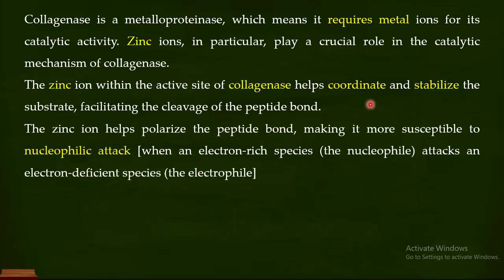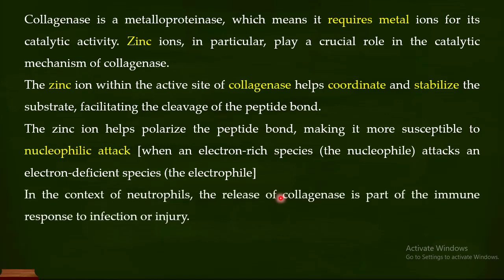Now the zinc ion helps polarize the peptide bond, making it more susceptible to a nucleophilic attack, because you are interested in the breakdown of the collagen, the peptide bond between the glycine and the phenylalanine, for example. So the zinc ion is going to polarize this peptide bond, making it more susceptible to a nucleophilic attack. I'm not going into the detail of what a nucleophilic attack means, but simply, a nucleophilic attack is when an electron-rich species, known as the nucleophile, attacks an electron-deficient species, which is known as the electrophile.